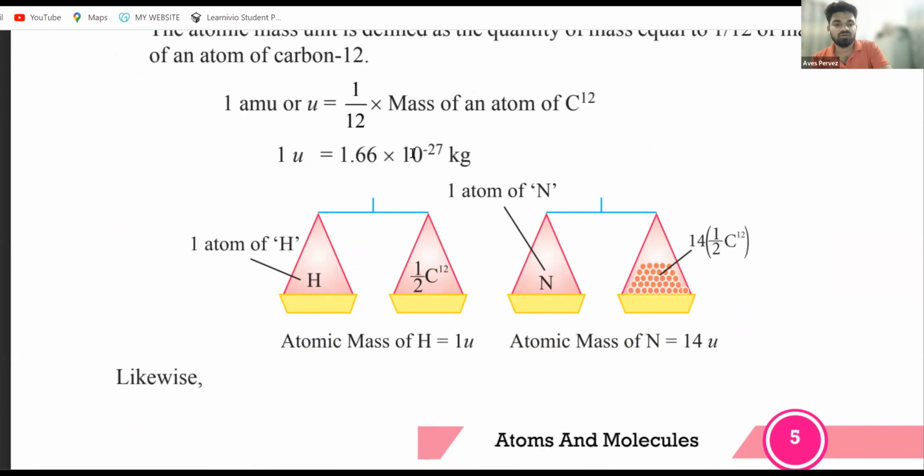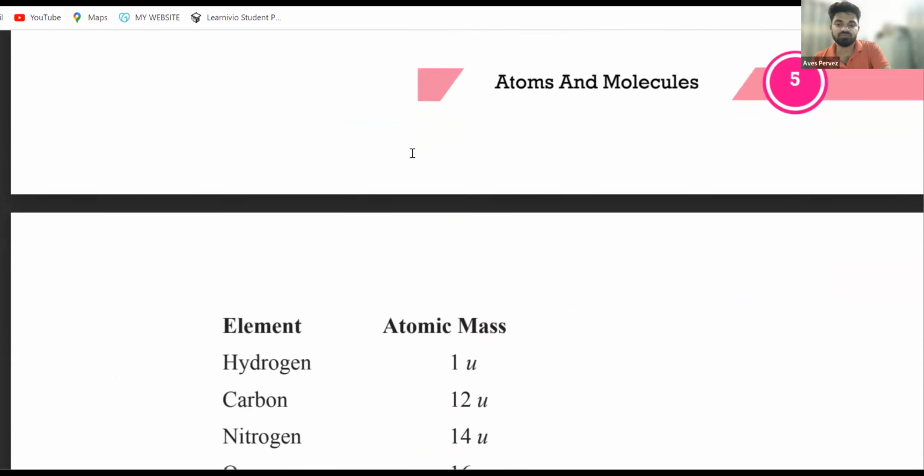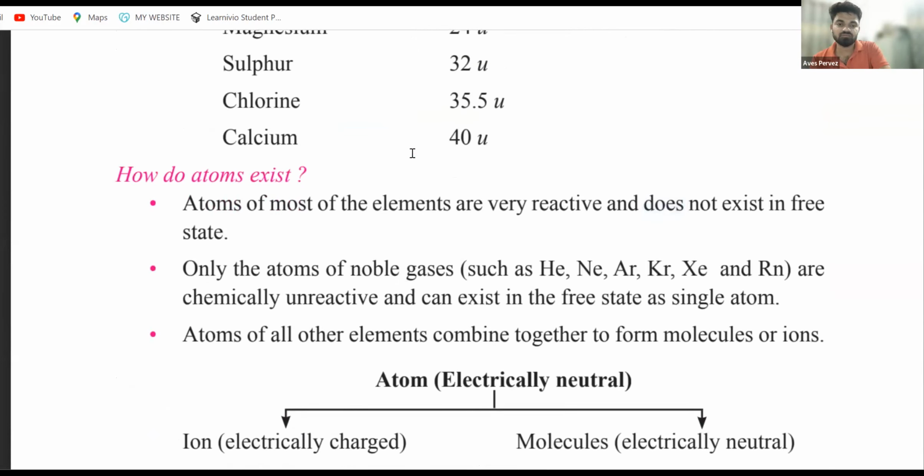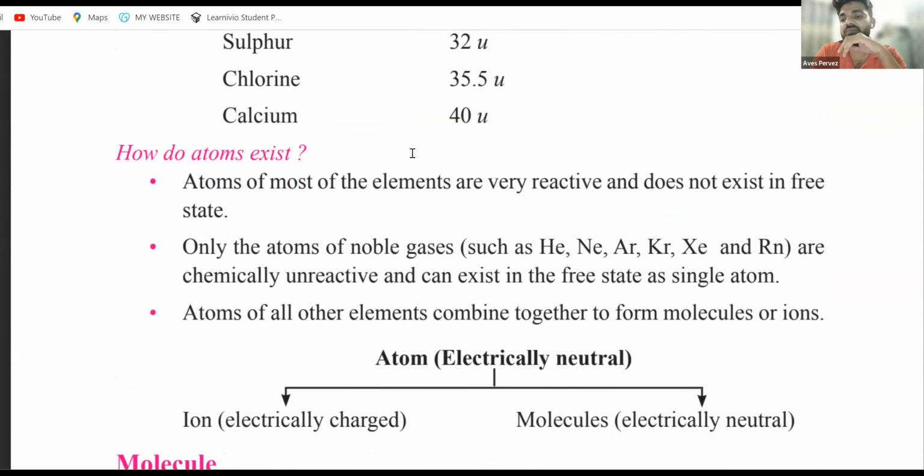1.6 × 10⁻²⁷ kg. And then we have discussed this one. Now, atoms of most of the elements are very, very reactive and do not exist in the free state, so they generally exist in the combined state. For example, a calcium atom is not going to exist in individual form. It will exist in CaCO3 form.